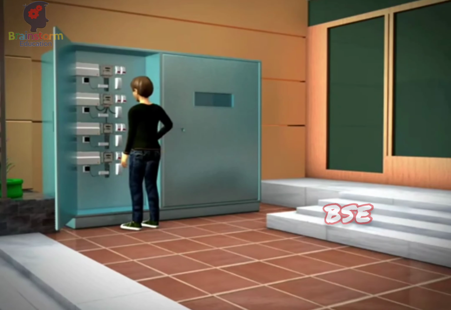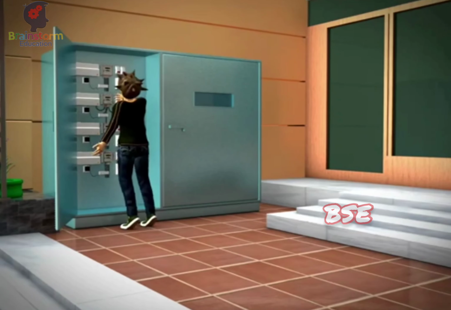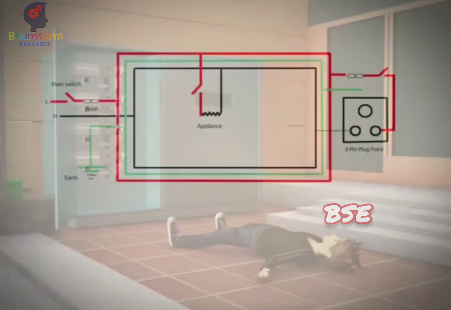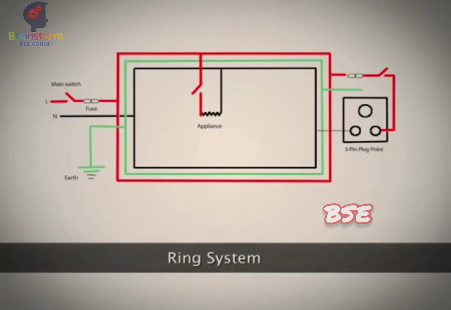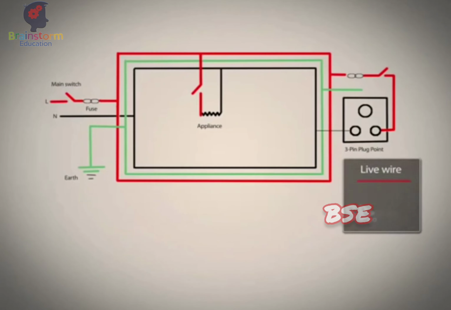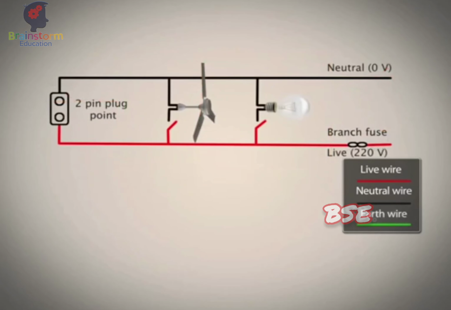Sometimes, when touching an appliance, a person experiences a shock. This happens when the metal casing of the appliance is in contact with the live wire. The ring system is another system of wiring. Live, neutral and earth form three separate rings around all the rooms in the house. Appliances can be connected to the ring circuit in parallel.